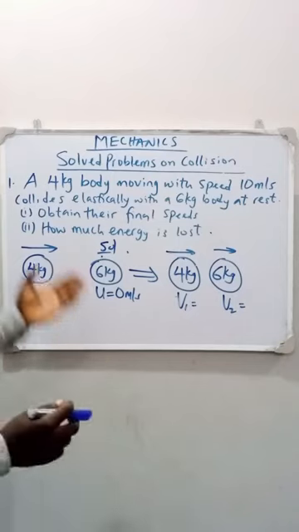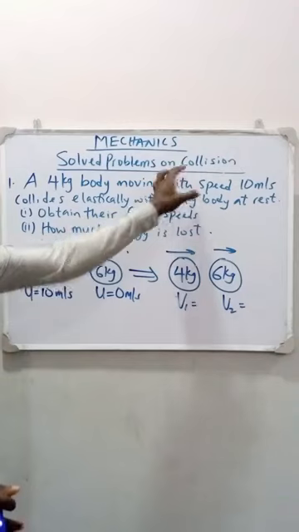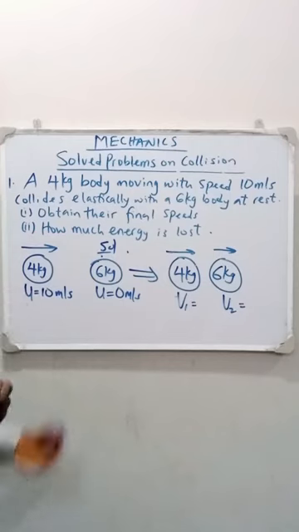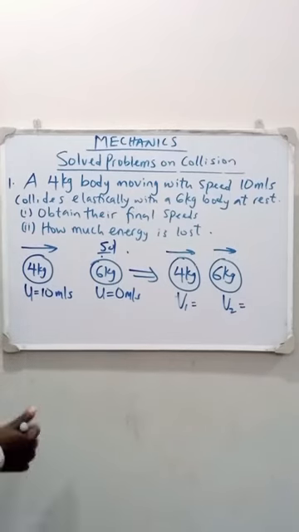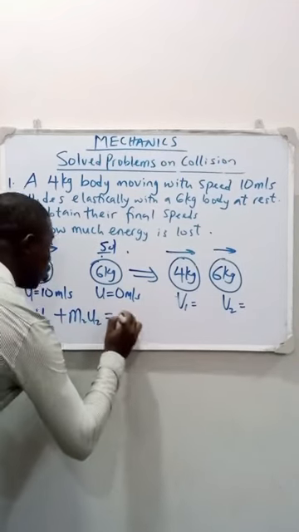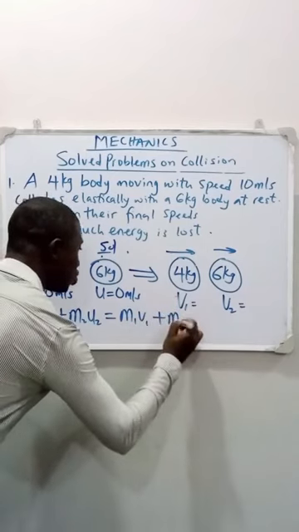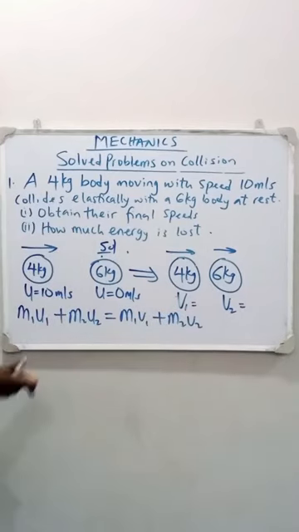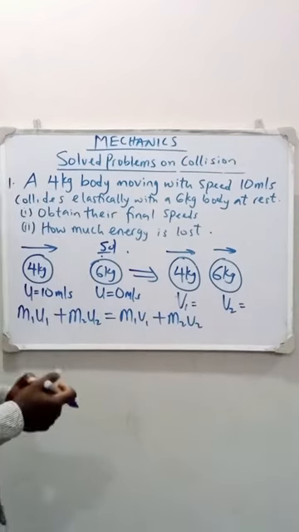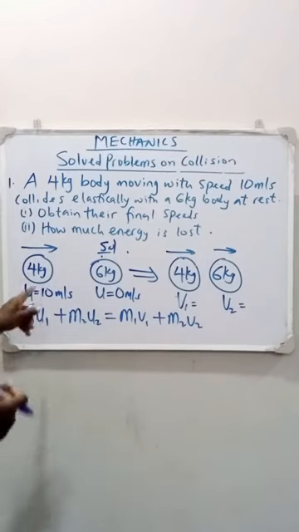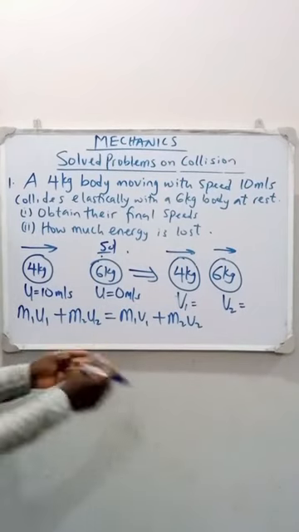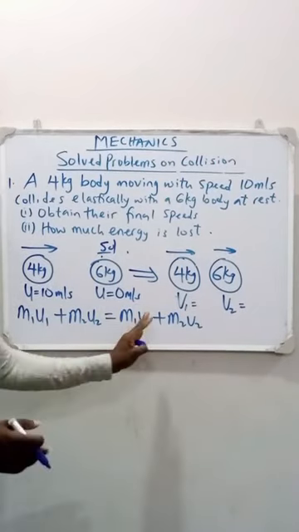So using our basic principles under collision, don't forget the conservation of linear momentum. We say that the linear momentum before collision must be equal to the linear momentum after collision. That is, m1 u1 plus m2 u2 equals m1 b1 plus m2 b2. This is the momentum of the bodies before collision, while this signifies the momentum after collision. I know my first mass m1 to be 4 kg, my second mass to be 6 kg, and I don't know their final speeds b1 and b2.